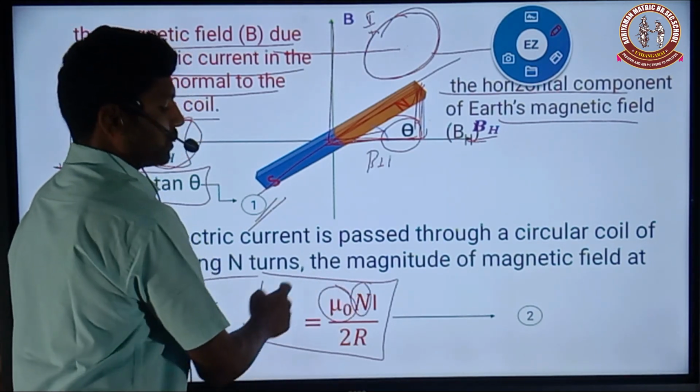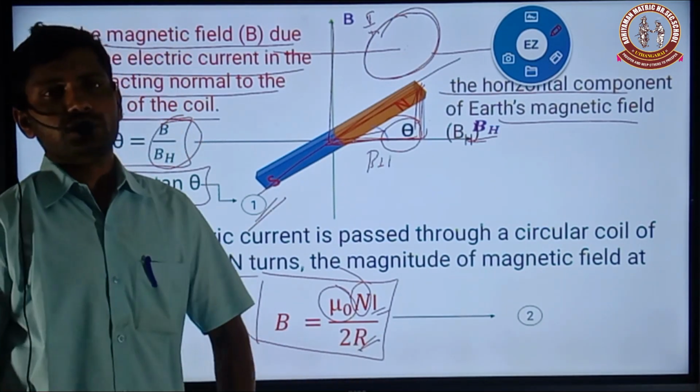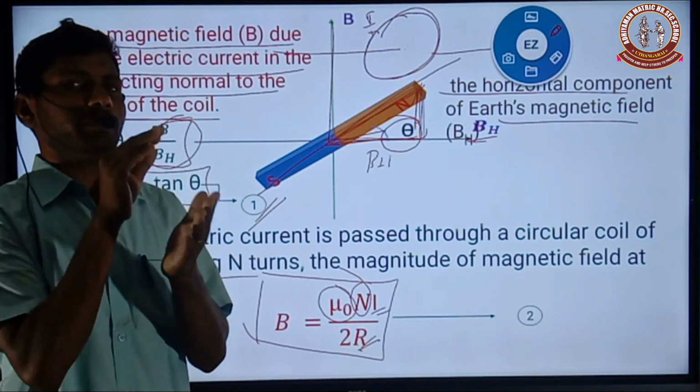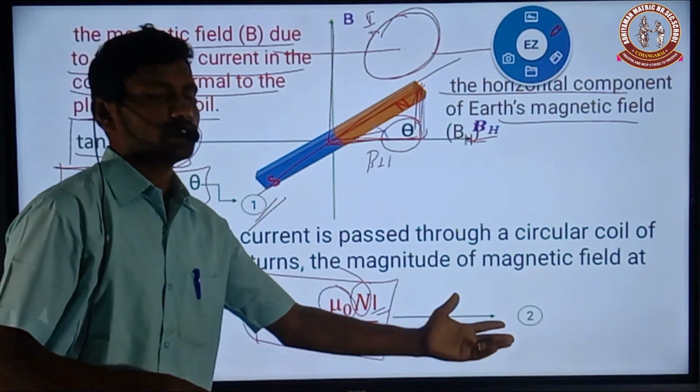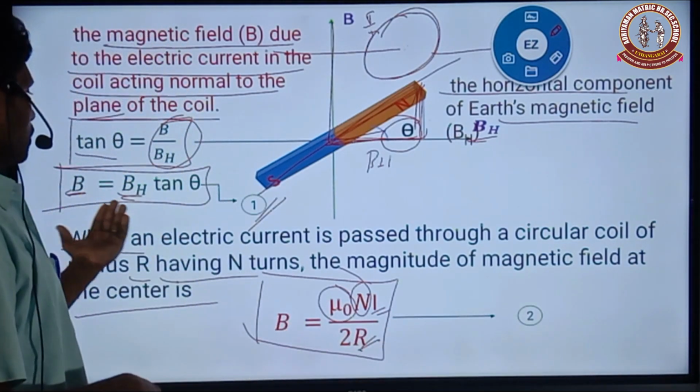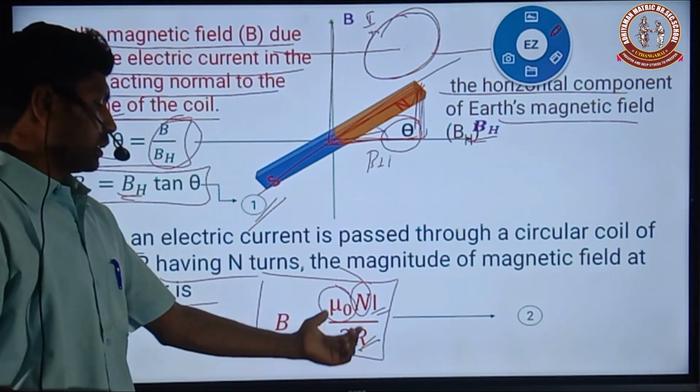N is the number of turns. I is the current passing through the coil. R is the radius of the coil. So the current passing through the coil produces a magnetic field at the center, B is equal to mu naught N I by 2R. This is equation number 2. And this is equation number 1, B equal to BH tan theta. This is equation number 2, B is equal to mu naught N I by 2R.